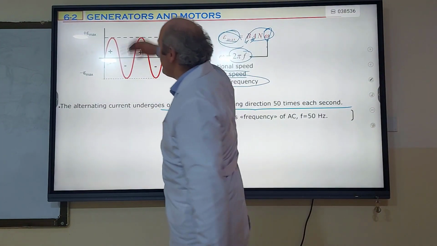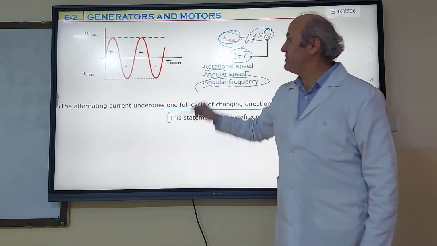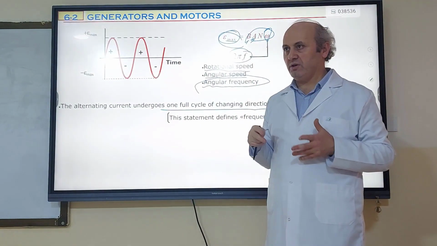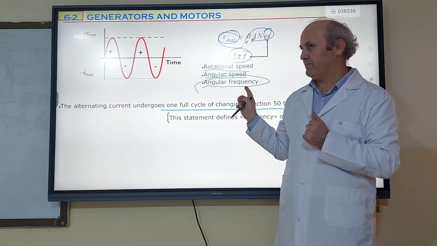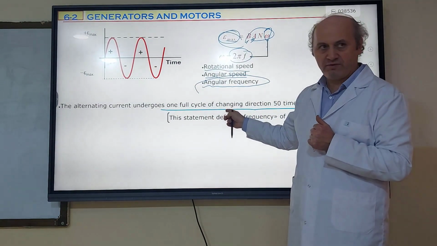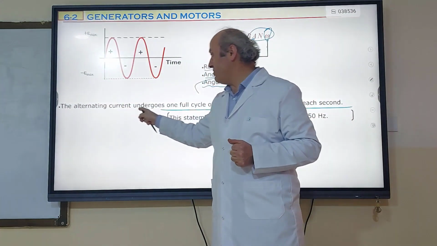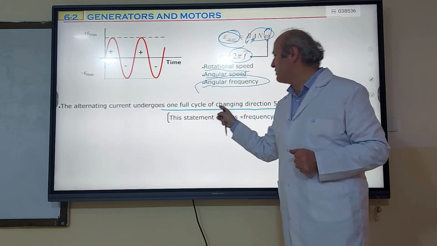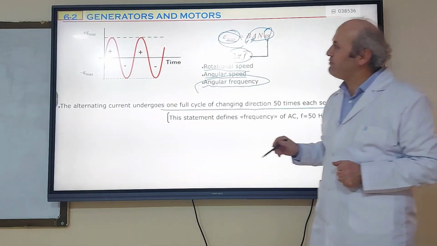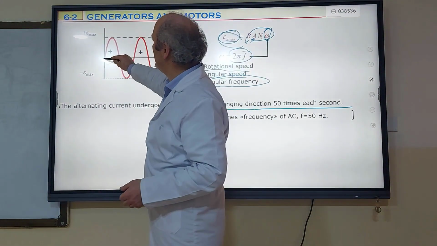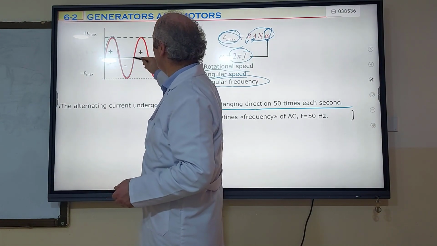How quickly this alternating current is changing defines the frequency of this alternating current. And this is the definition of the frequency: this alternating current undergoes one full cycle of change in direction 50 times each second. What is one full cycle? One full wave. This is one full cycle, one full wave.